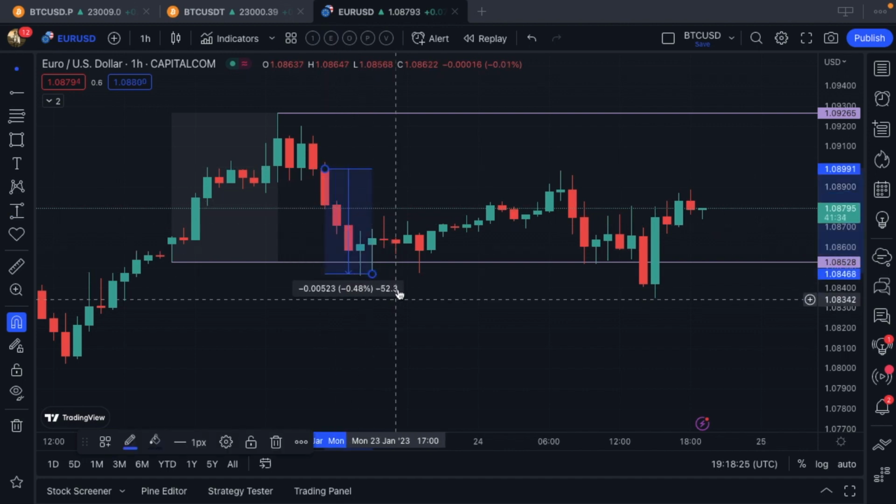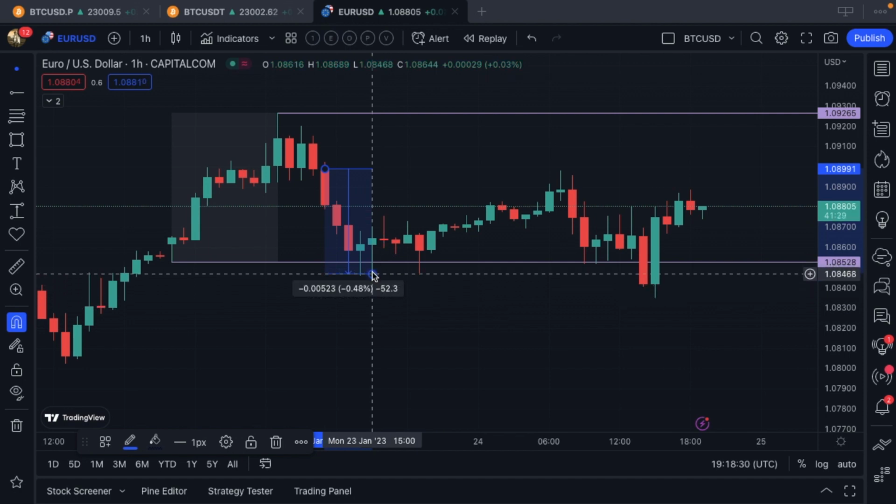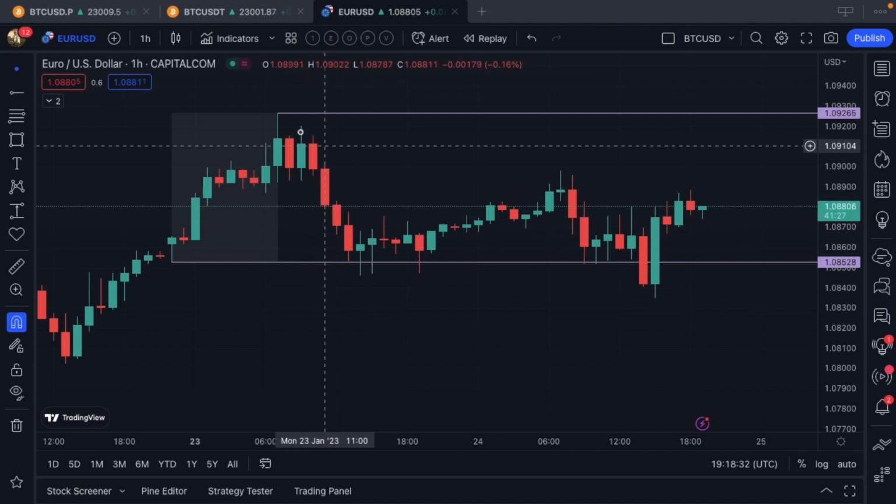But this is really what you want, is 50 pips. 50 pips is kind of what we're going for with this strategy. And the reason I would have traded this is because of this candlestick pattern.